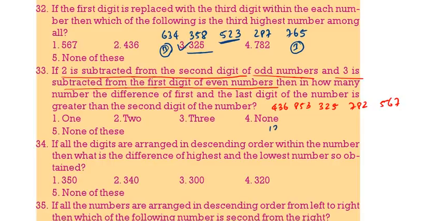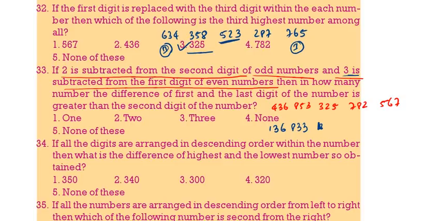436 is an even number, so 3 is subtracted from the first digit: 136. Then this becomes 833. Why? Because 853 is an odd number, the second digit is 5, 5 minus 2 is 3. Then similarly the third number is 305. Next number is 482. Next number 547.